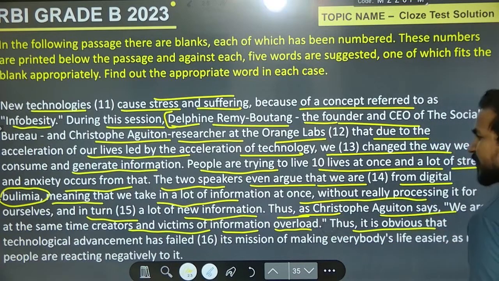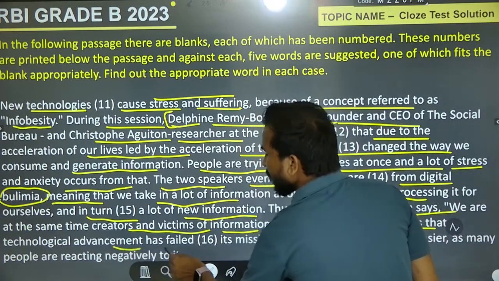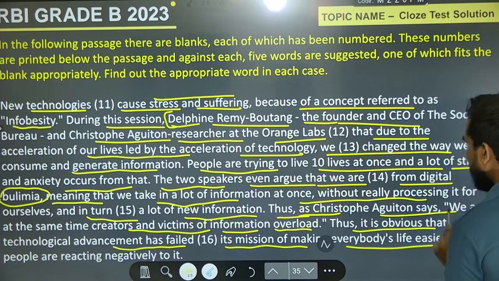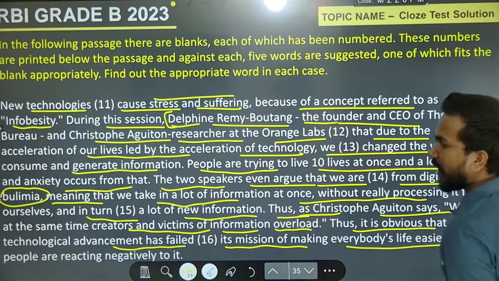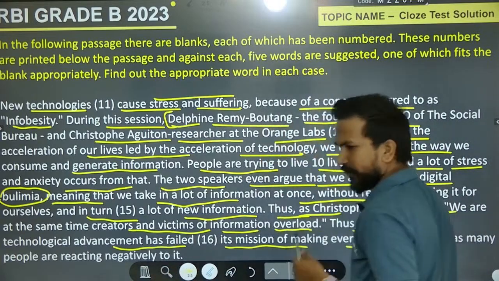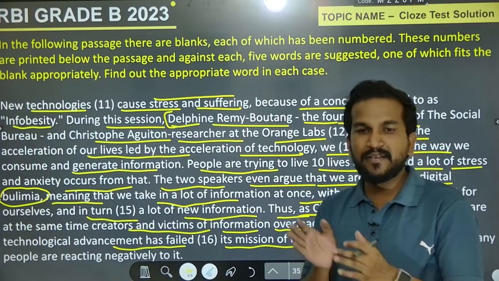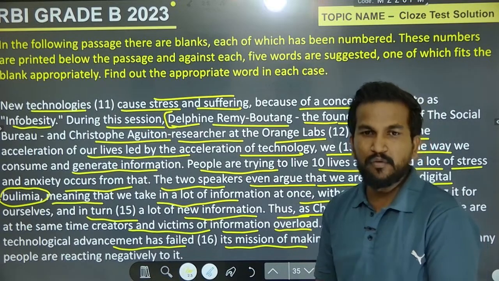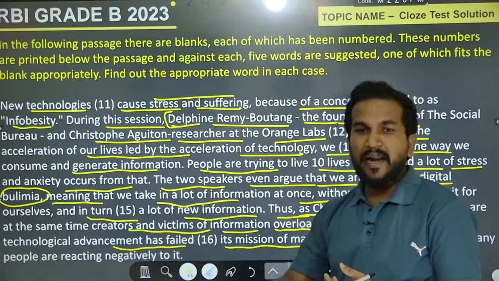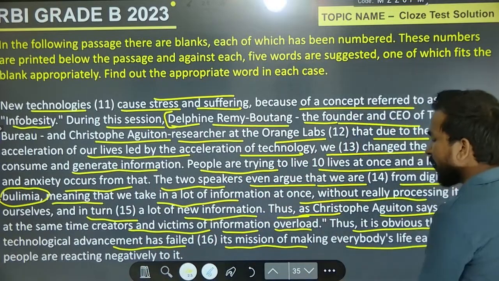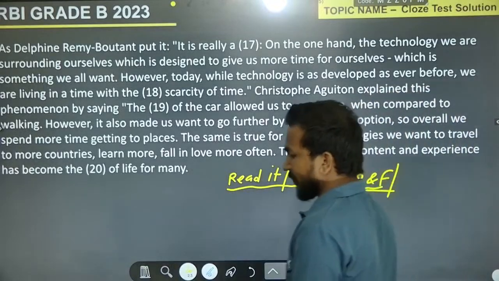Thus, it is obvious that technological advancement has failed blank its mission of making everybody's life easier, as many people are reacting negatively to it. Definitely yes, if we have technology, there are some pros and cons of technology. Some people are getting the fear of it, and some people are getting the negative part of it also. So now we have the complete one.